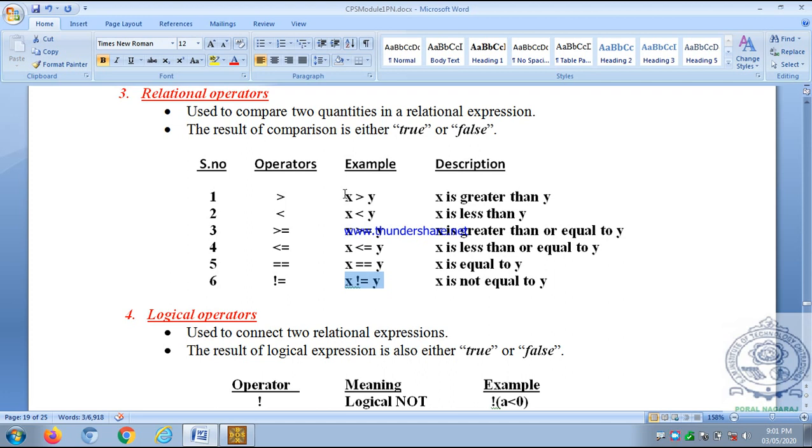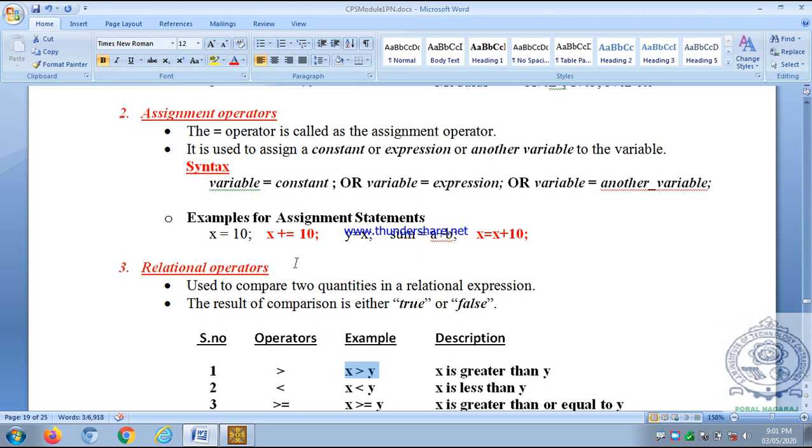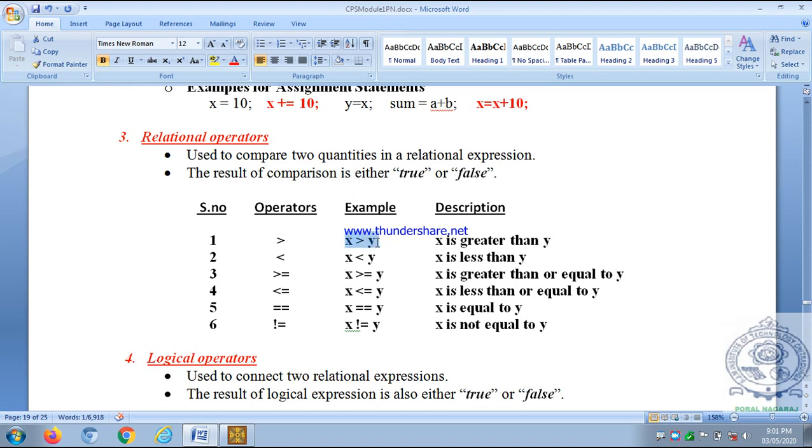Each of these, x is equal to y or x is less than y, is called a relational expression. The greater than symbol is called an operator, whereas x is greater than y is called a relational expression. Like in the previous example, x plus 10 is called an expression, whereas plus is called an arithmetic operator. So x plus 10 is called an arithmetic expression. Like that, x greater than y and x is not equal to y are called relational expressions.